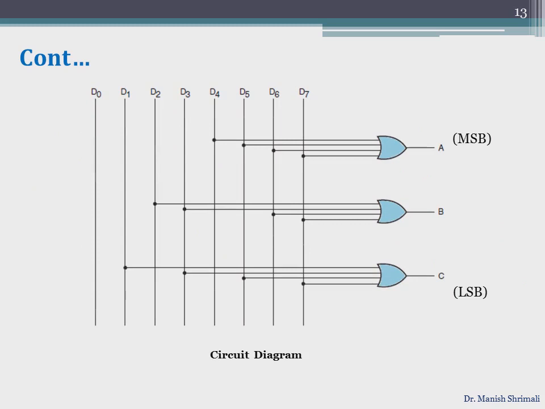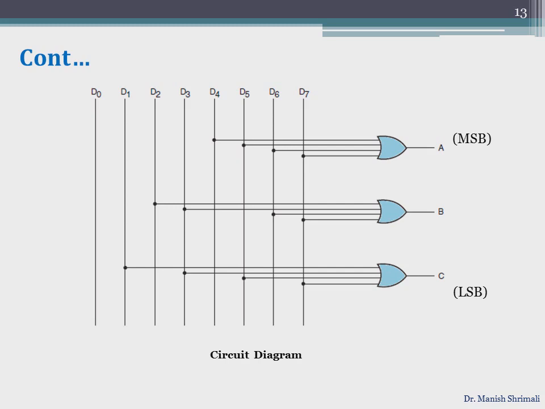Now let us see the working of this encoder, in which you can see that there are input lines D0, D1, D2, D3, D4, D5, D6, D7, and A, B, C are the output lines, in which we have A as the most significant bit and C as the least significant bit.